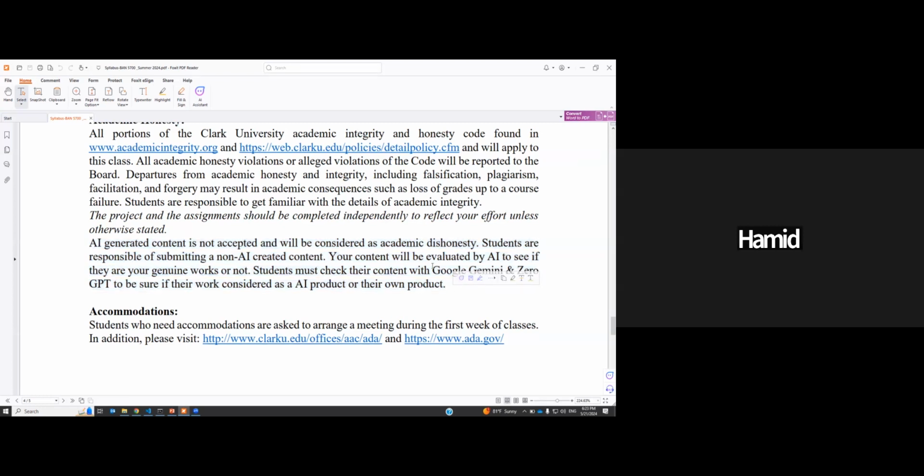One other thing I want from you guys: before submitting, at least check with Google Gemini and Zero GPT to see if they recognize it as human text or AI-generated text. And if Zero GPT says it's an AI-created product, you don't get the credit, and it is a violation of academic integrity. Here at Clark, we are very easygoing with this kind of issue, but in the United States it is a significant thing. People might lose their jobs. But at Clark, at least, we have a very loose policy.